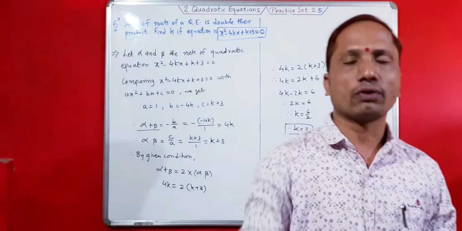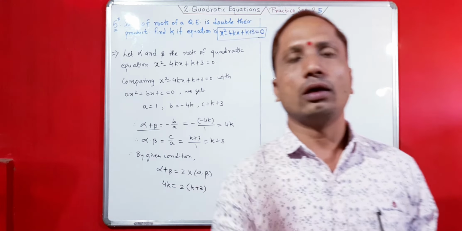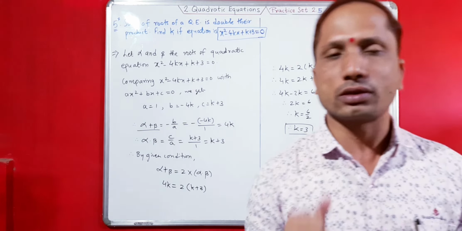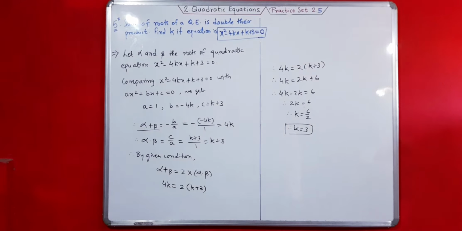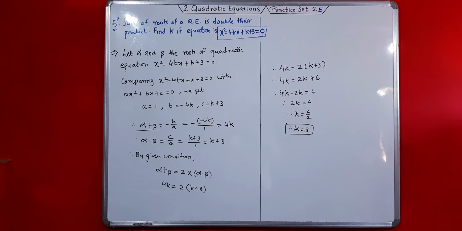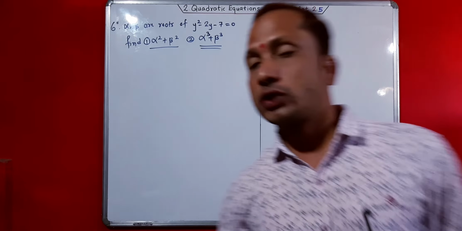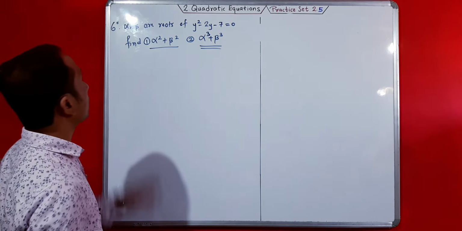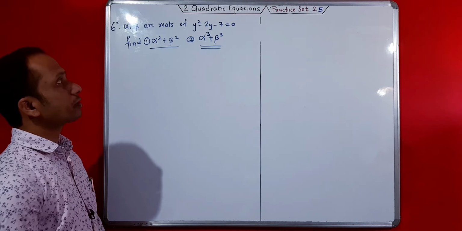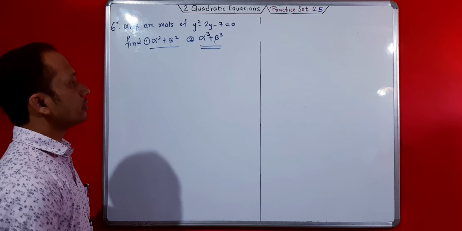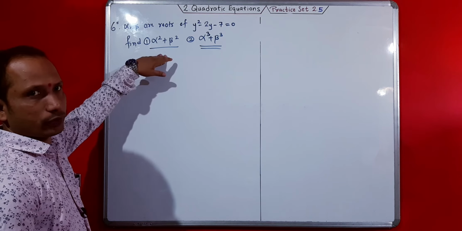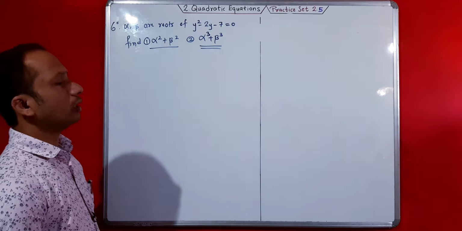So this is question number 5. We have solved it, and now we are going to solve question number 6. In this question, alpha and beta are the roots of y square minus 2y minus 7 is equal to 0. Find first alpha square plus beta square, and second alpha cube plus beta cube.